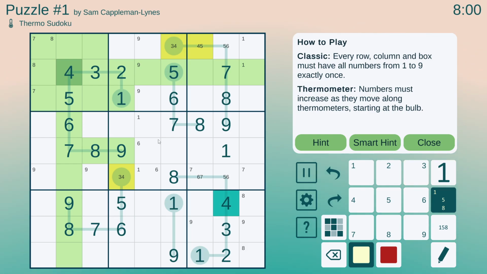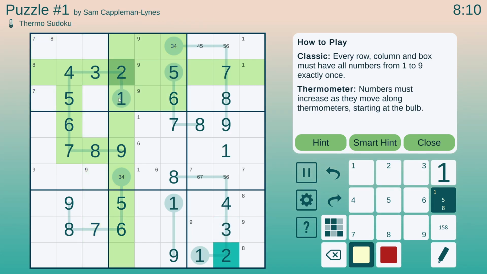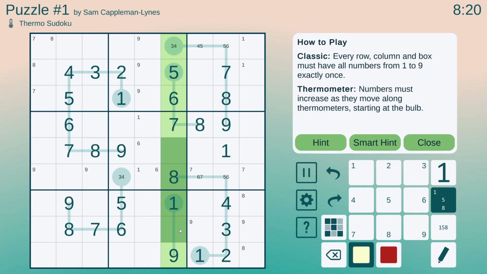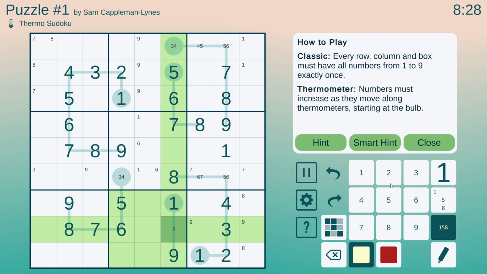All right, let's look at 4s. I feel like I'm not going to get much out of regular Sudoku in this puzzle, but I will keep looking. 2, 3, and 4 are missing in this row. This can only be a 2 or a 4. That could be anything.